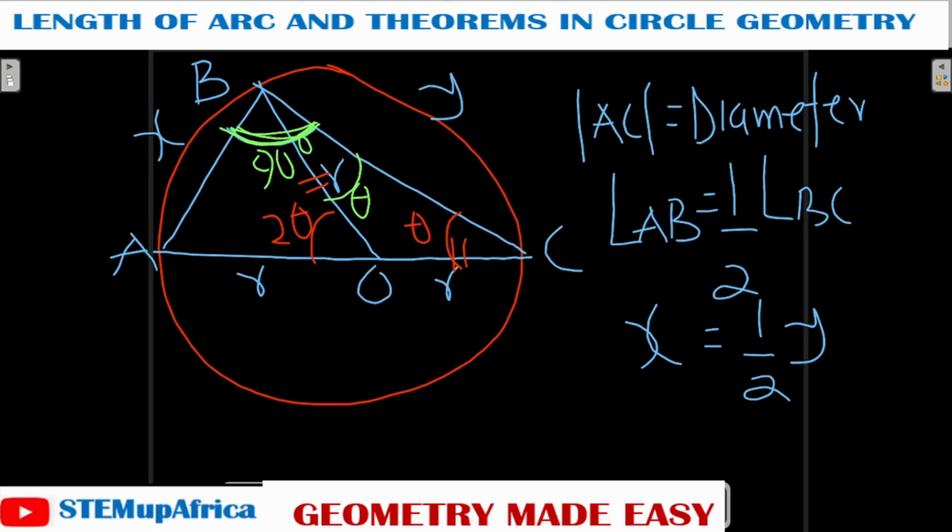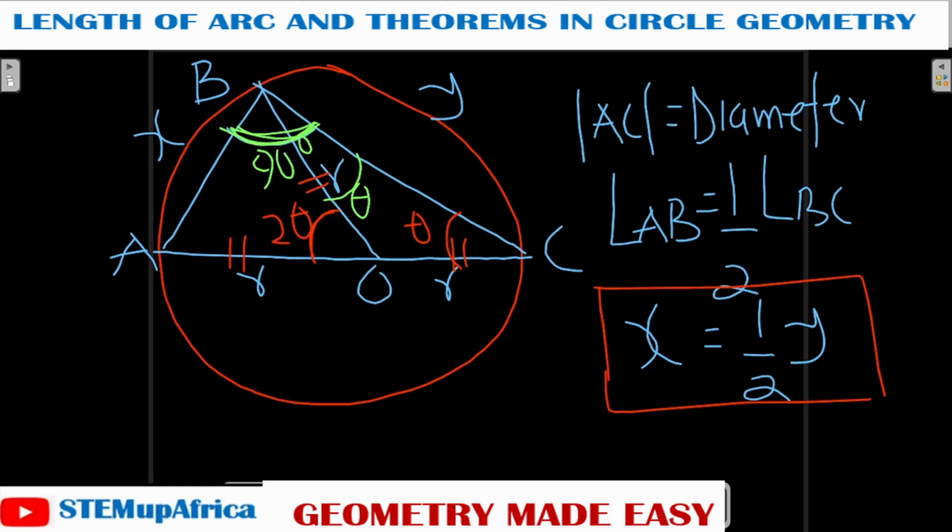We also know that since OB and OA are the same, this triangle is an isosceles triangle. Since we have 2 theta here and theta here, we can now apply the concept of length of arc by quoting the formula. Let's consider the length of arc of AB and the length of arc of BC. Then we equate them to this expression, because it says the length of arc of AB is half the length of arc of BC.